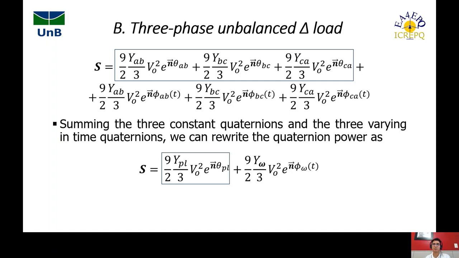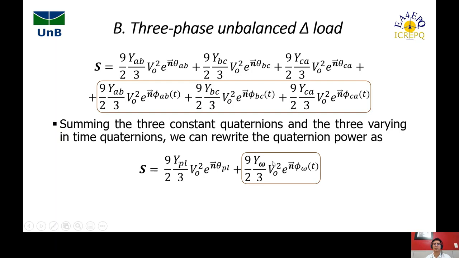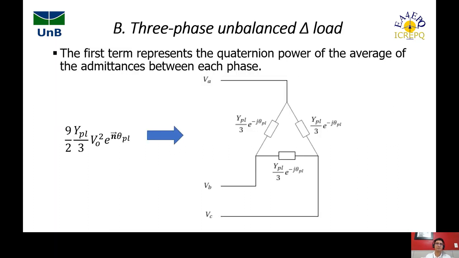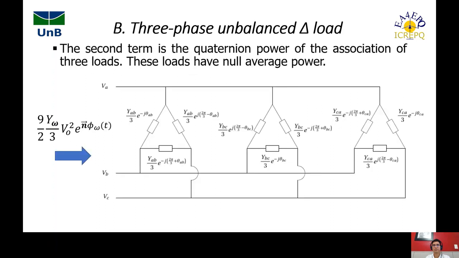Summing the three constant terms will obtain this constant quaternion, and also summing the three time-varying terms will obtain this time-varying quaternion. So, we can rewrite the quaternion power as this equation. The first term represents the quaternion power of the average of the admittances between each phase. We can observe that it is analogous to the balanced case. The second term is the quaternion power of the association of these two loads. These loads have no average power, so the average power of the quaternion power is concentrated on the constant term.